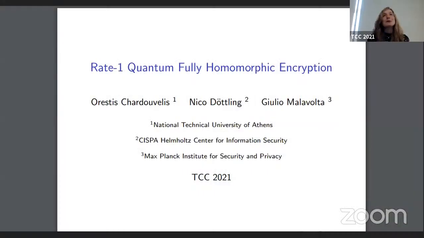Okay, we are now ready for the final talk in this session about rate 1 quantum fully homomorphic encryption. This is a joint work between Orestis Schoudouvelis, Nico Döttling, and Giulio Malavolta, and Orestis will be giving the presentation. Thank you for the introduction. I'm Orestis, and it's a work with Nico Döttling and Giulio Malavolta titled Rate 1 Quantum Fully Homomorphic Encryption.